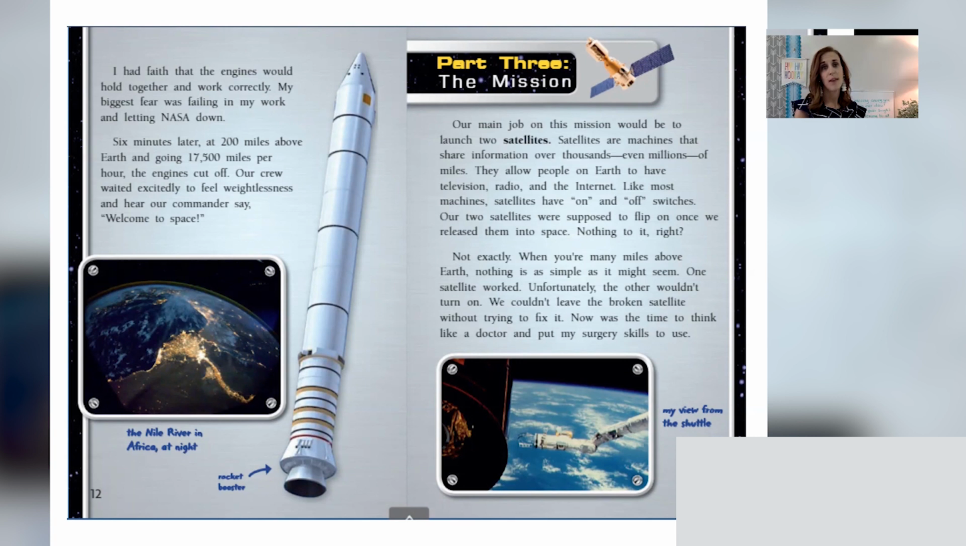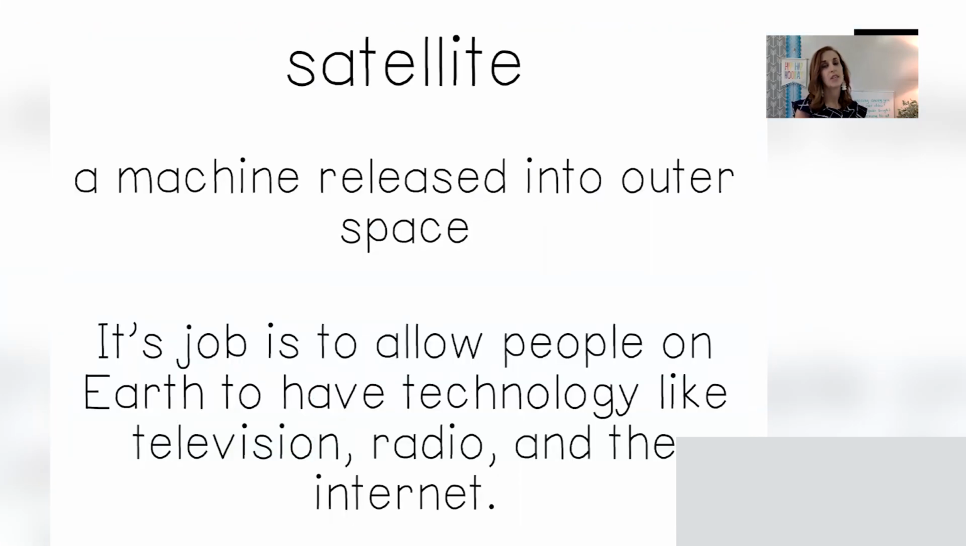I think I heard you make a connection between a satellite and the shuttle. Correct. A satellite is a machine that is released into outer space. Its job is to allow people on Earth to have technology like television, radio, and the internet. While both satellites and the shuttle are machines used by astronauts, a shuttle gets astronauts from Earth to space and back, but the satellite stays in space to help our technology on Earth.